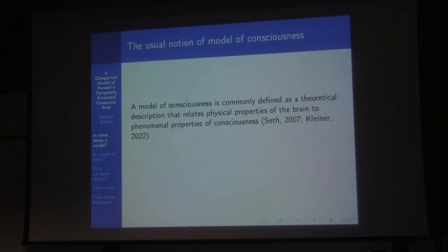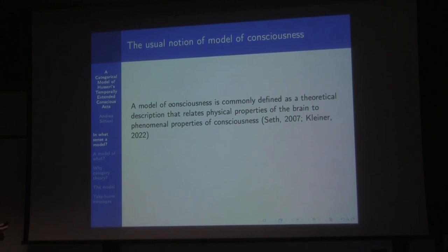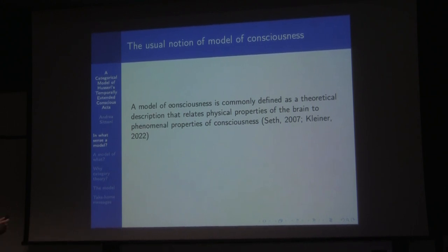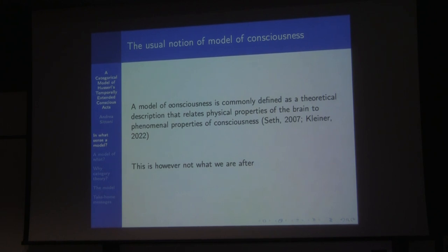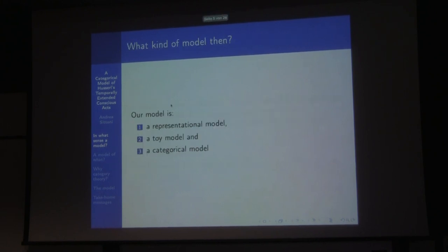So the usual notion of modeling in consciousness science is that a model of consciousness is commonly defined as a theoretical description that relates physical properties of the brain to phenomenal properties of consciousness. This is a definition from two Wikipedias online, but it's not what we are after. We are going to model just subjective experience, just the qualia structure, just the phenomenal properties of what we experience.